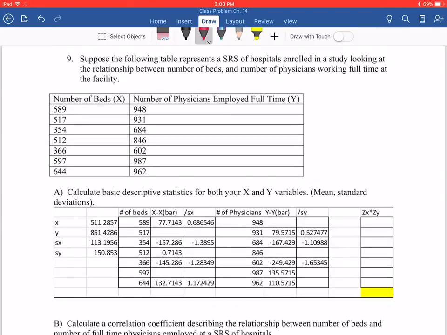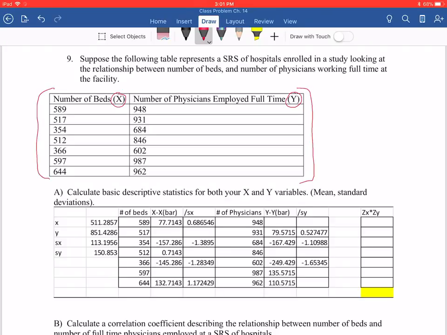So this next part here: suppose the following table represents a simple random sample of hospitals enrolled in a study looking at the relationship between number of beds and number of physicians working full-time at the facility. So right here in the very top part, you have the number of beds and then the number of physicians full-time. I have told you what your x and y variables are.